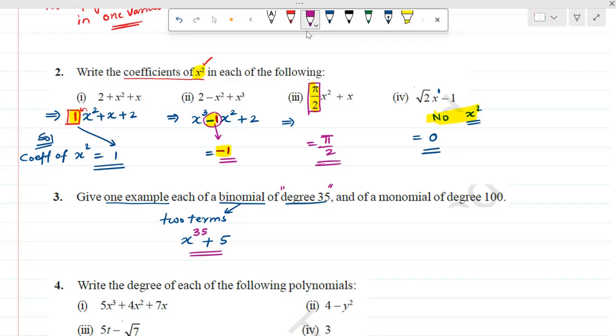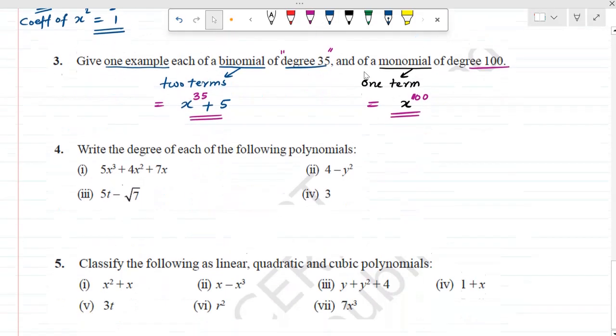Now what do you mean by this part? This is a monomial. Monomial means what? One term, a single term. So one term with the degree. So I write it as a x. Any number, x, y, t, anything, you can write it. And what is the degree for that one? The degree is 100. So this is a monomial with the degree equal to 100. That's it. So this is the example it is asking.